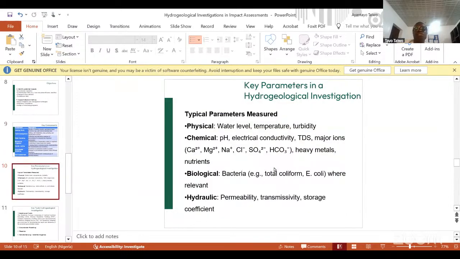Now, what are the key parameters that we look out for in hydrogeological investigations? We look for the following parameters: physical, chemical, biological, and hydraulic. We talked a bit about the hydraulic, so I'll just focus on the other ones that we have not actually talked about. Physical, of course, we want to know the water level.